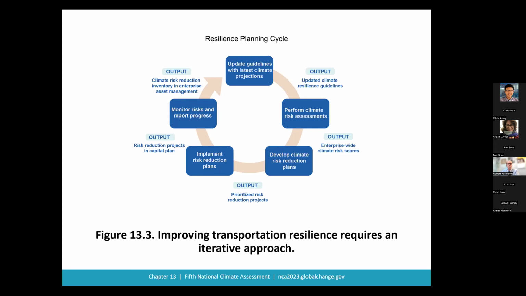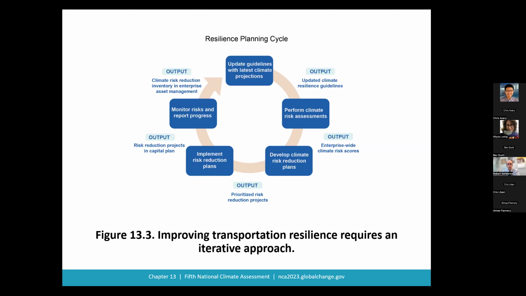And then once those plans have been developed, and decisions have been made on what to do and how to make things more resilient, the next stage is actually to implement those plans, to build highways more resiliently, for example. And then after that, the next step is really to monitor those adaptations, those projects, and see how they fare over time, and then start the cycle all over again.